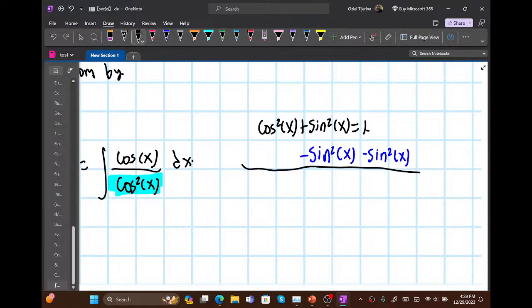And so here, we're going to do cosine squared of x is equal to 1 minus sine squared of x.